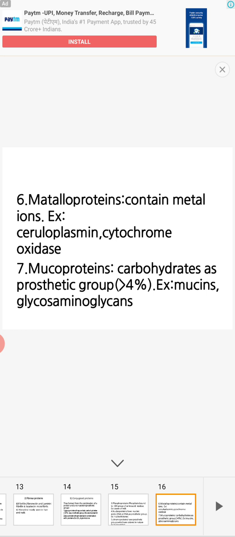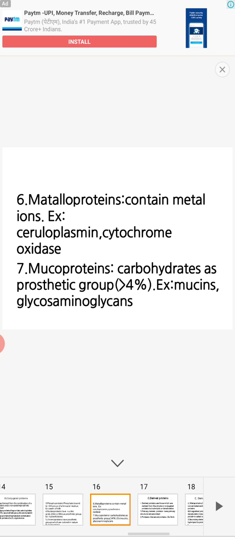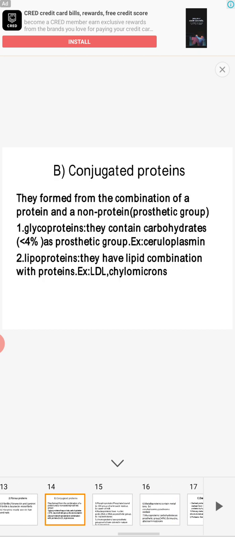Seventh one is mucoprotein. Here carbohydrate is there as prosthetic group. Mucin, glycosaminoglycans. What are those glycosaminoglycans? I already told you in carbohydrate classification, in polysaccharides, glycosaminoglycans are heteropolysaccharides, GAGs, mucopolysaccharides. What are those? Hyaluronic acid, chondroitin sulfate, dermatan sulfate, heparin and all. So they are mucoproteins.